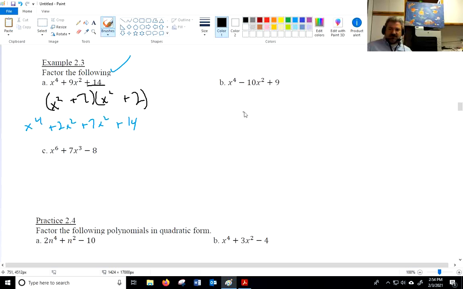All right, let's try another one. Okay, this is again a quadratic form. I can factor it with x squared, though, instead of x. And this will be a minus 9 and a minus 1. Well, this time I can go further, because these are just difference of 2 squares, unlike earlier where they were sums.